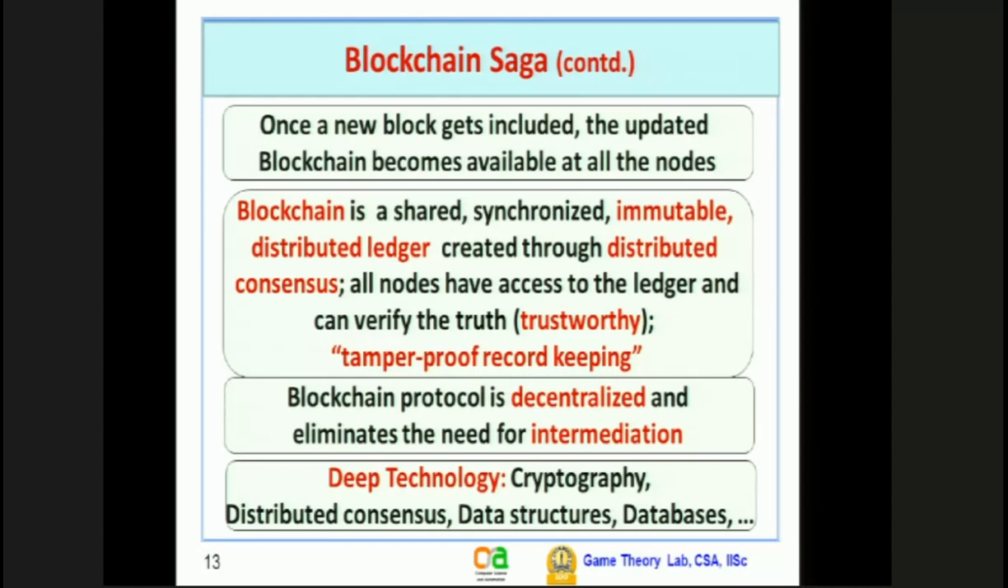It's a distributed ledger because it's available at all the user nodes, and it is created through a distributed consensus, right? Because all the users are trying to create a new block and get that new block included. And a new block essentially gets included after there is proof of work that is done by the user who has created that block.